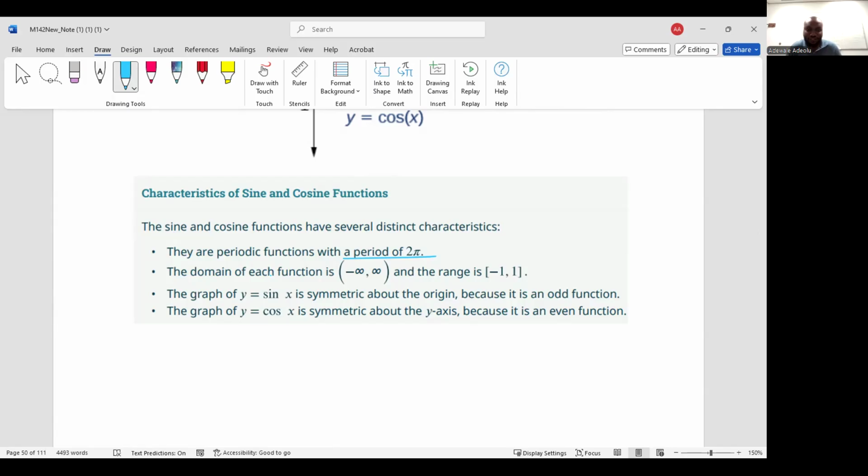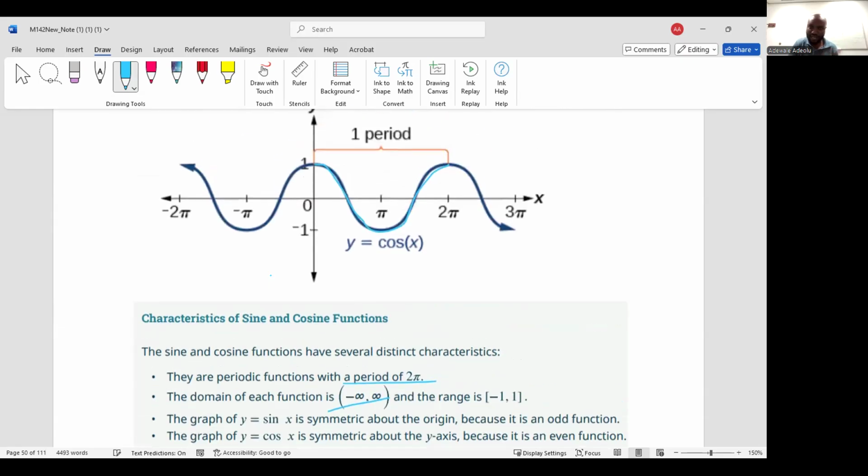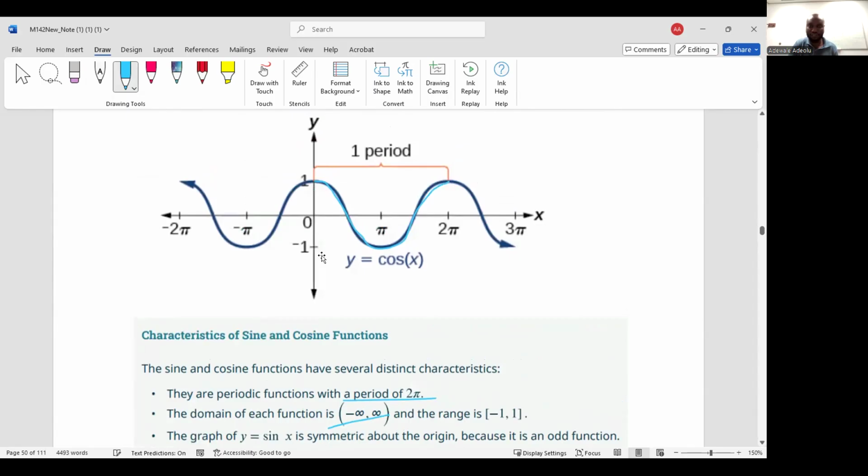The domain of each function, that is sine and cosine, is from negative infinity to infinity. However, the range is just from negative 1 to 1. You can see from the unit circle that the range is from negative 1 to 1.